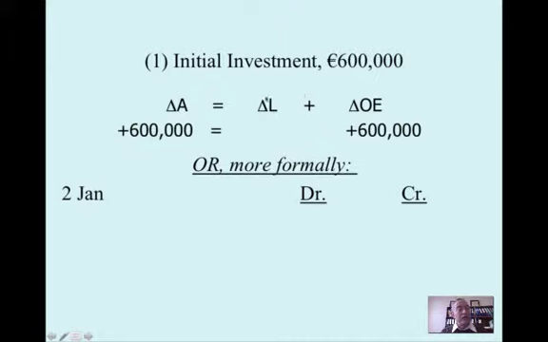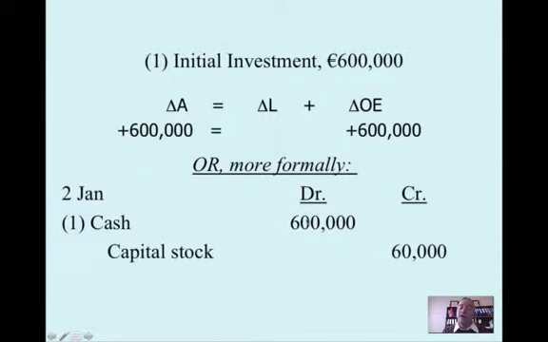And that's what we're going to see here: we're going to increase cash with a debit, and we're going to increase capital stock by $60,000. And this is the par value of the stock, the minimum amount that the company could sell the shares for. Now, they sold it for much more than the minimum amount, but the par value was $60,000.